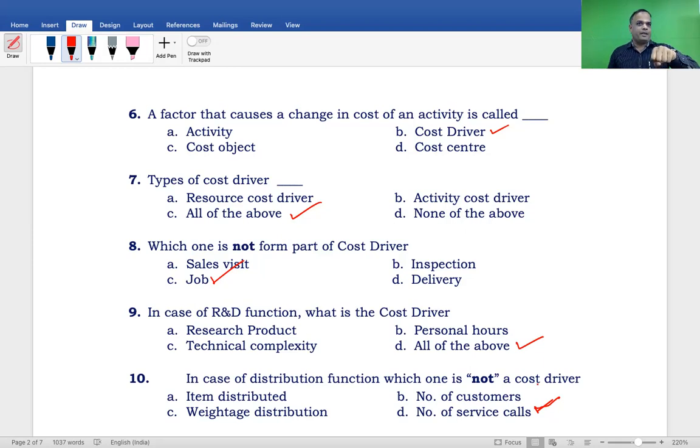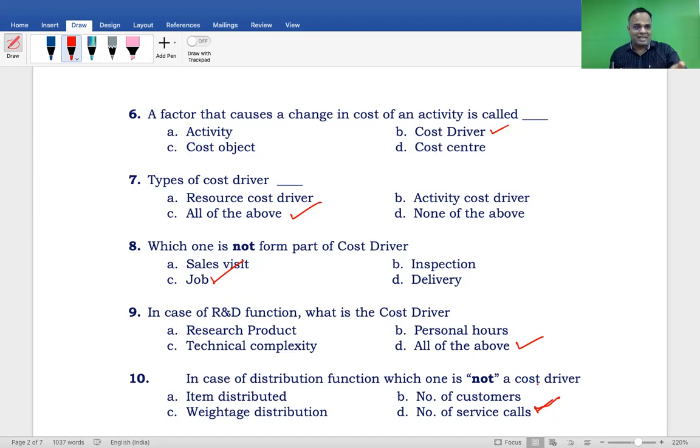The object remains the same. When compared to a bus, if you go by a cab, the total cost may increase. Am I right or not? I want to produce the product. The product is a cost object. To produce the product with inspection, without inspection, with testing, without testing, the product cost may accordingly increase or decrease.